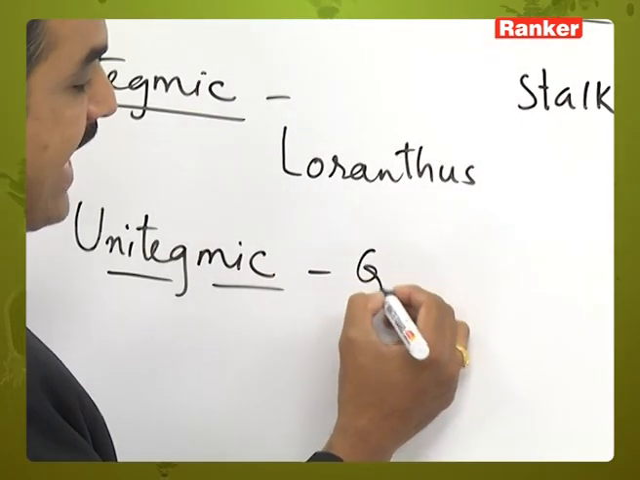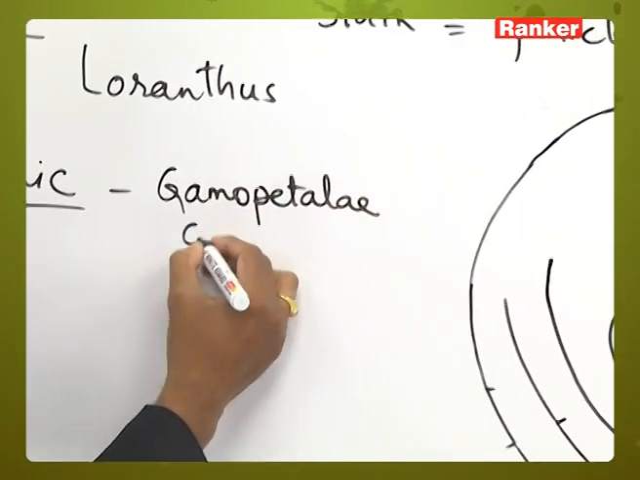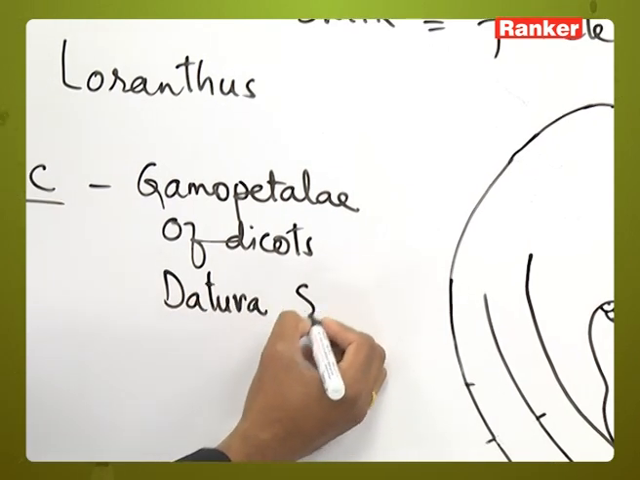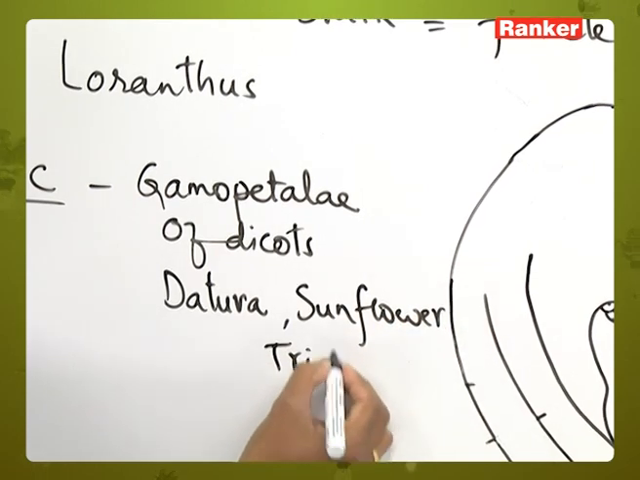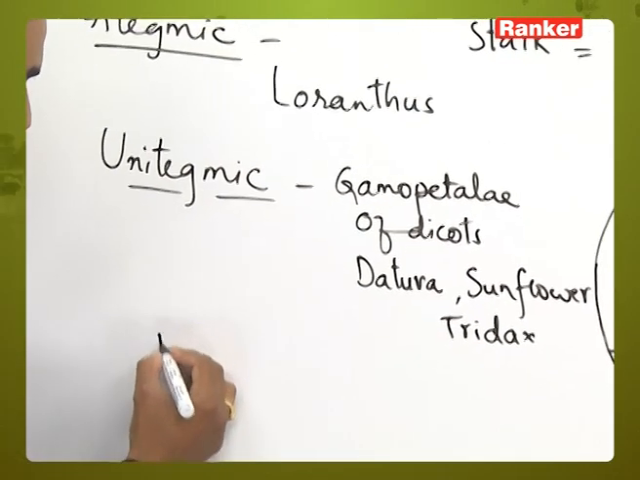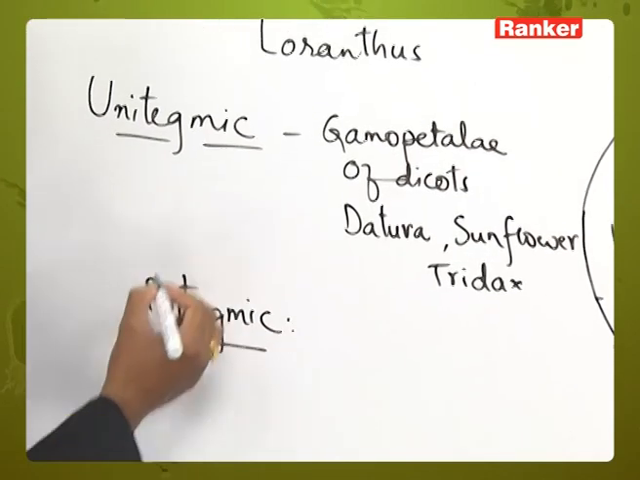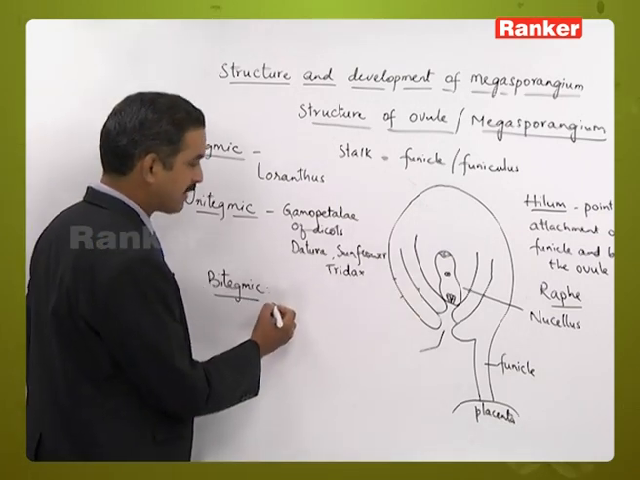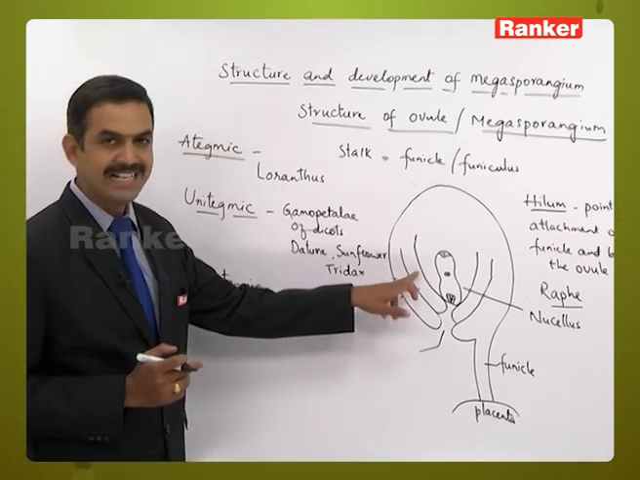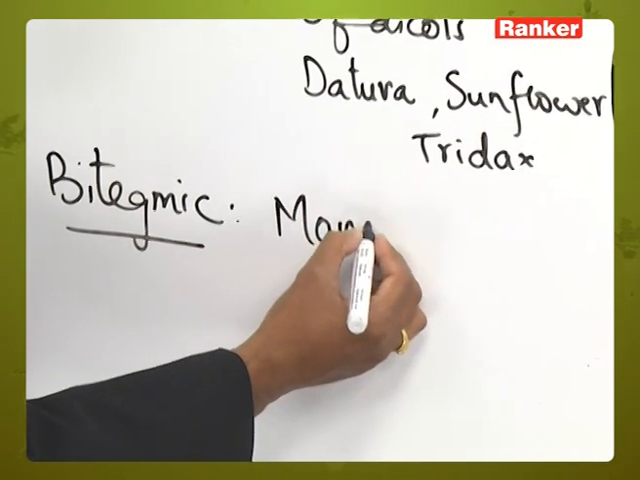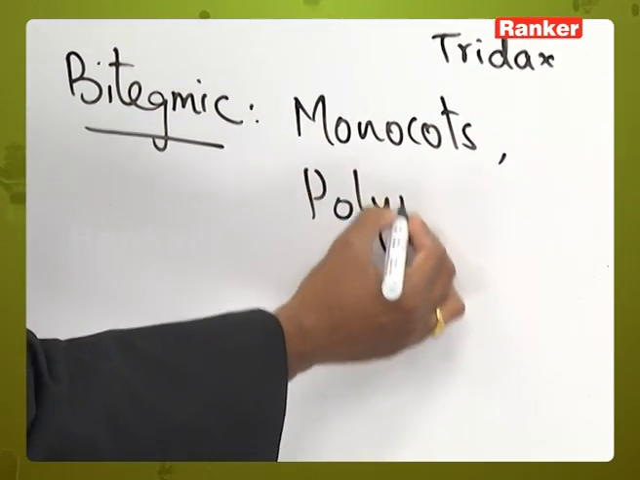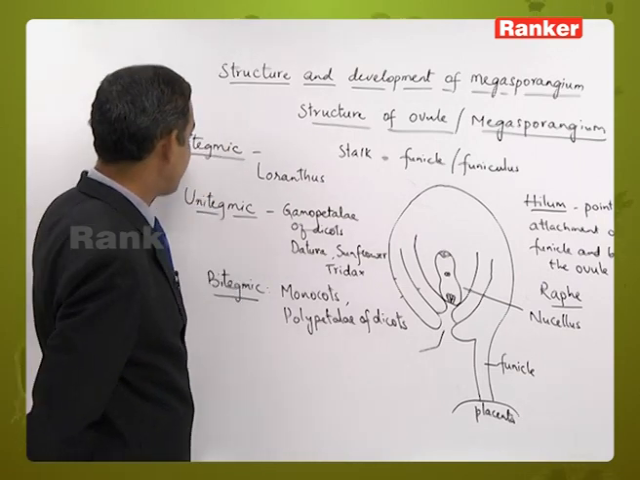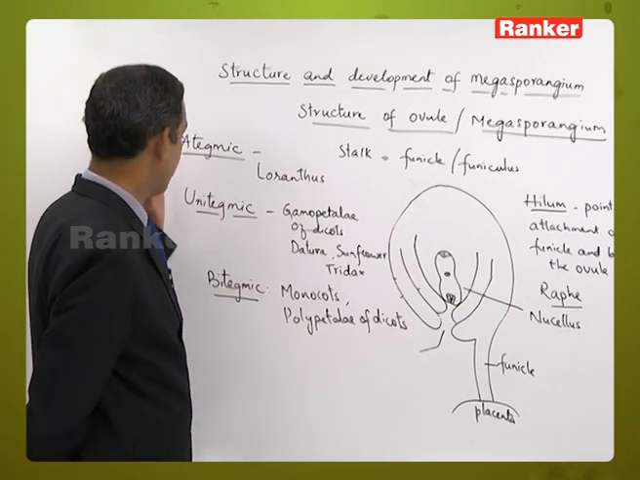This is present in gamopetalae of dicots. This type of character can be seen in datura like examples, and also in sunflower, tridax like examples. Whereas the third one is bitegmic ovules, where the nucellus is enveloped by 2 layers of integuments that we have seen in this diagram. This condition is called bitegmic, where the outer integument layer is present and the inner integument layer is present. This type of character can be seen in the monocots and polypetalae of dicots. So these are the 3 types based on the number of integument layers present in the ovule: ategmic, unitegmic and bitegmic.